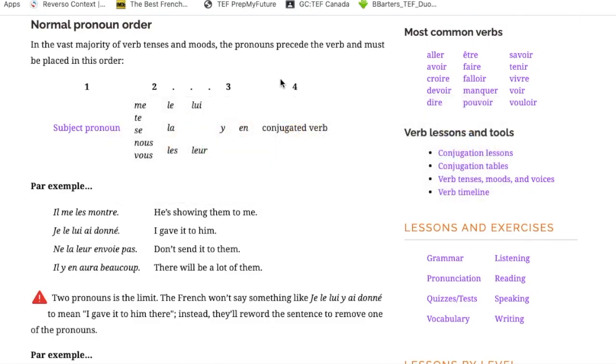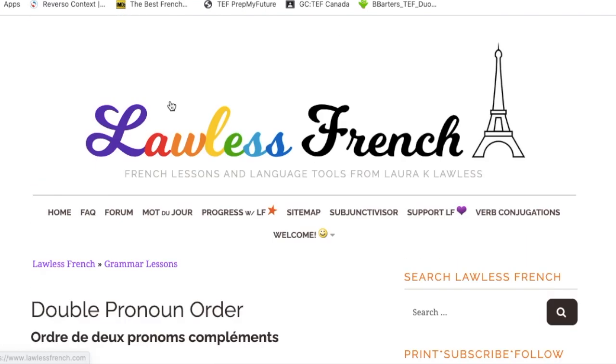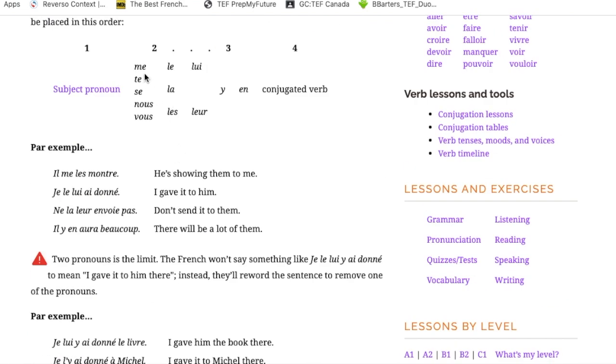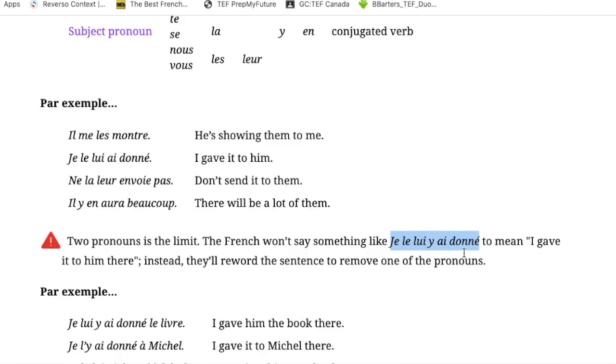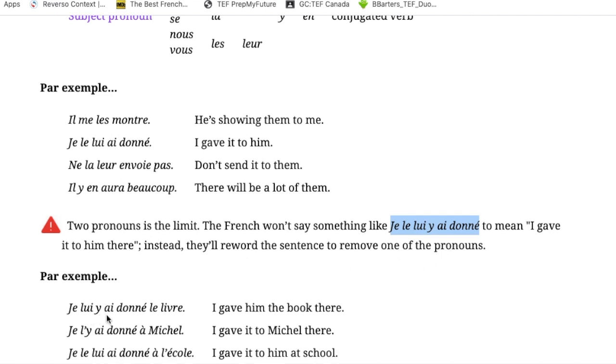But because you guys don't go back and study, most of you forgot most of the things. All right, so that's the order basically. One more time: we have indirect object pronouns, direct object pronouns, in the case of lui and leur it comes later, then we have y, en. But remember, two pronouns is the limit. I talked about it, right? The French won't say something like je le lui y ai donné. Instead, they will reword the sentence to remove one of the pronouns. Je lui y ai donné le livre.